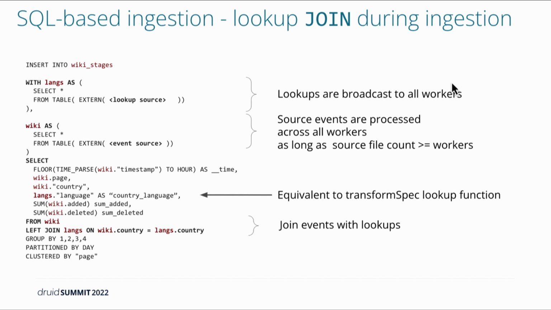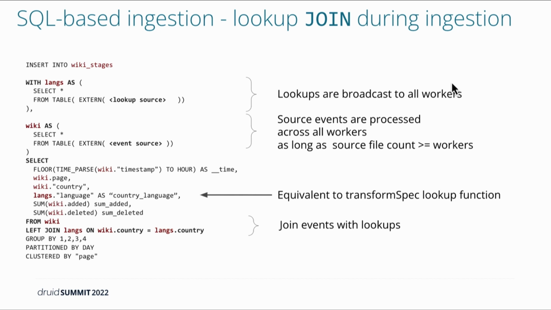So you could have multiple external sources where one is, or some are sources of lookups, and one of them is a source of event data. You specify in the dimensions, like you would in SQL normally, the alias, in this case langs, which is the lookup for languages, to retrieve one of the other columns from that lookup. This is equivalent to what we would do in the transform spec lookup function in a more traditional ingestion spec.